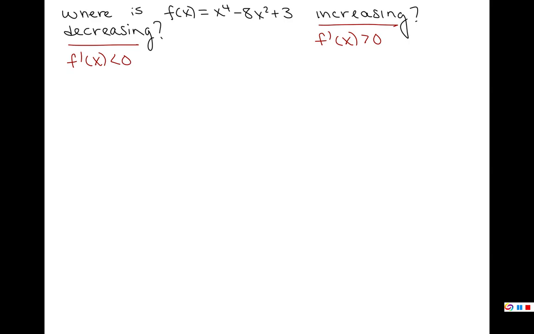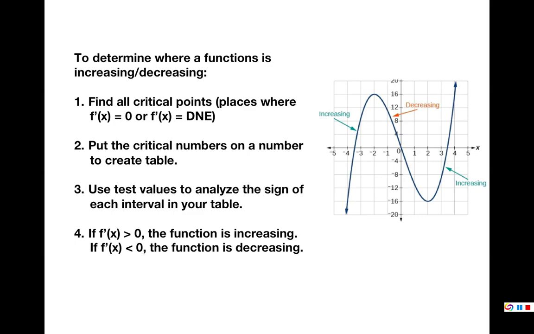Increasing functions have positive slopes. So that means the derivative is positive if the graph is increasing, and the derivative would be negative, or you have negative slopes, if the function is decreasing. So how do we determine where a function is increasing or decreasing? Well, we're going to analyze the sign, whether it's positive or negative, of the first derivative. And so I have the steps written out on this slide, and then we'll come back to that example.